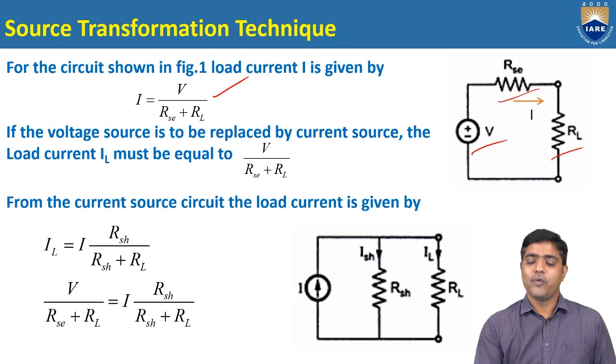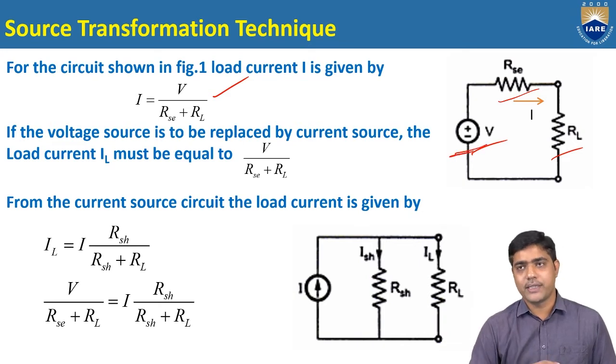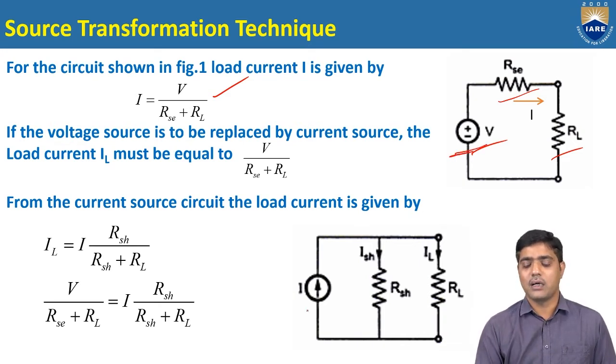And now if you want to replace this voltage source by a current source of current I, then what is the current flowing through the load?